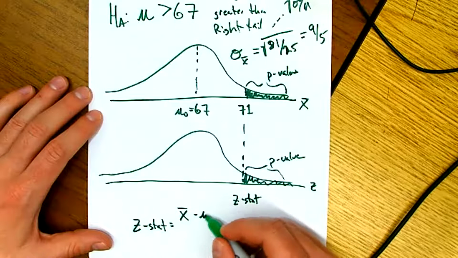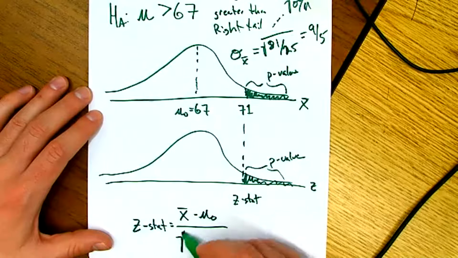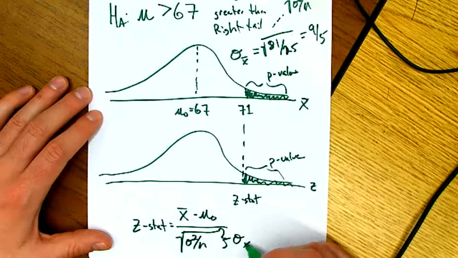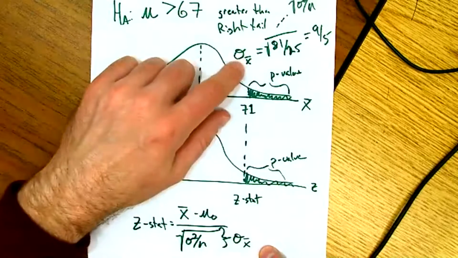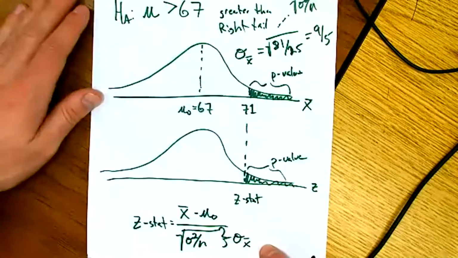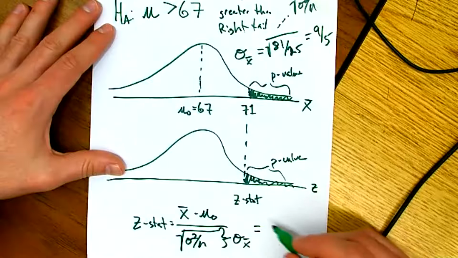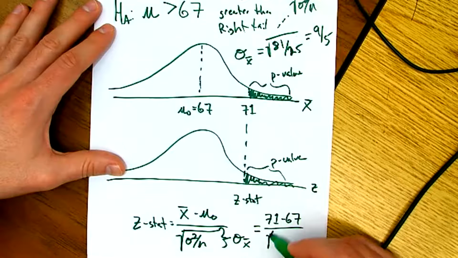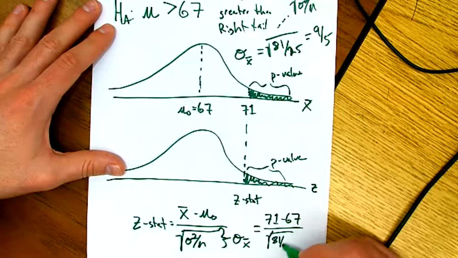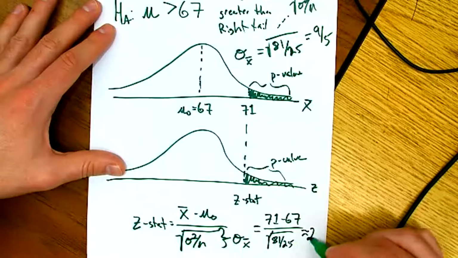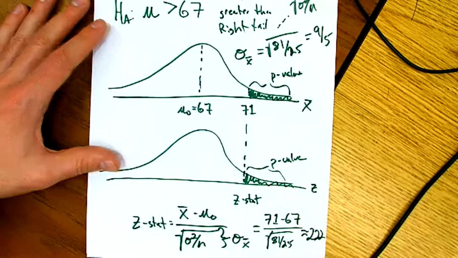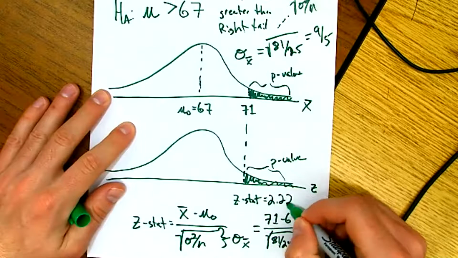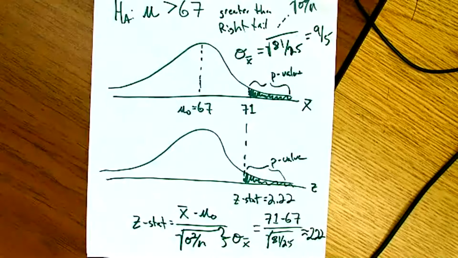Take my sample mean, subtract the assumed true mean. Now I can write this all on one line, or remember this denominator was that intermediate value I found, which was the standard deviation of my sample means. Either way, I'll take 71 minus 67 over the square root of 81 over 25. I think this ends up being approximately 2.22. Okay, so my test statistic here is 2.22. I want to find the area to the right of that.